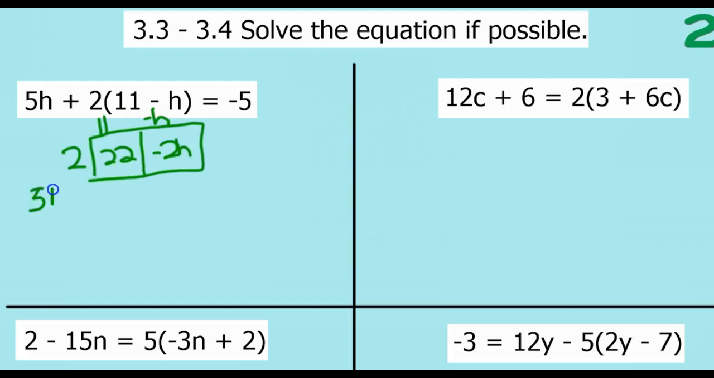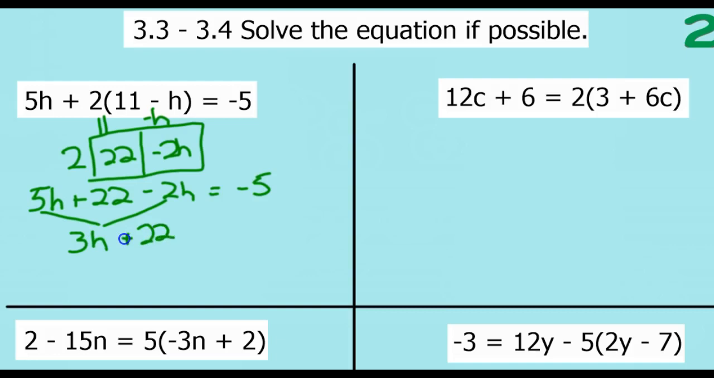Now we have 5h plus 22 minus 2h equals negative 5. Now I'm going to combine the two h's that I have. 5h minus 2h gives me 3h plus 22 equals negative 5.